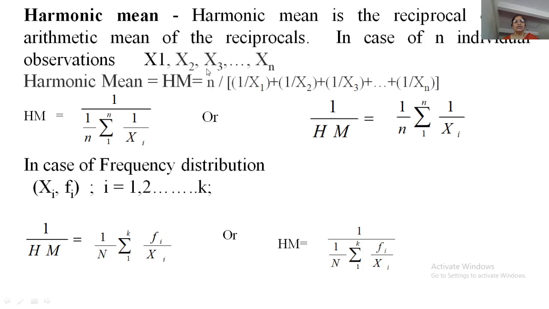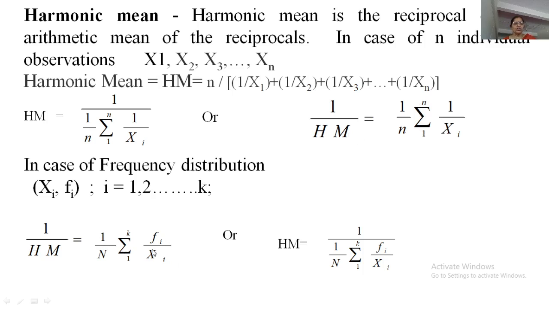So if you have n observations x1, x2, xn, you first take reciprocals 1 by x1, 1 by x2, 1 by x3, 1 by xn, then take the sum and divide it by n. Whatever answer you obtain, in this way you just take reciprocal of that value. Or you can write 1 upon HM is equal to 1 upon n summation of 1 upon xi.